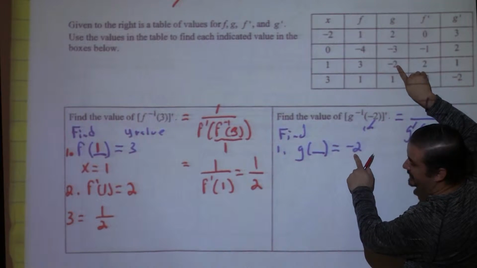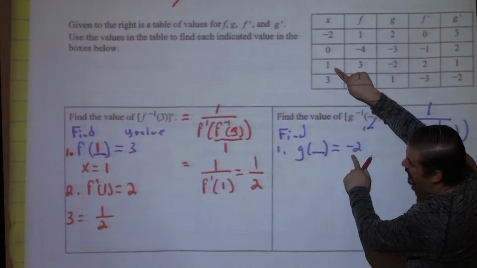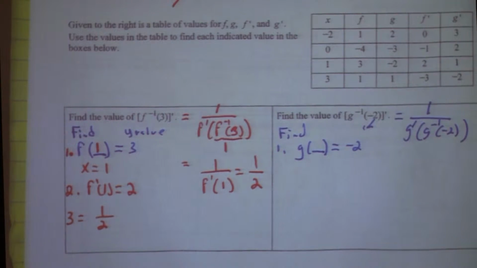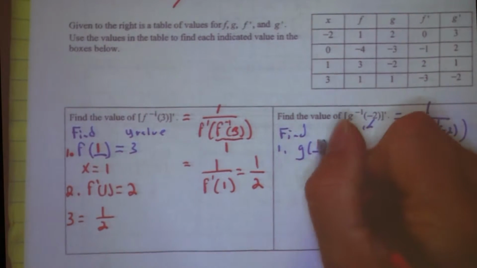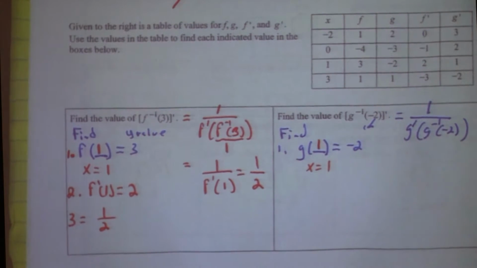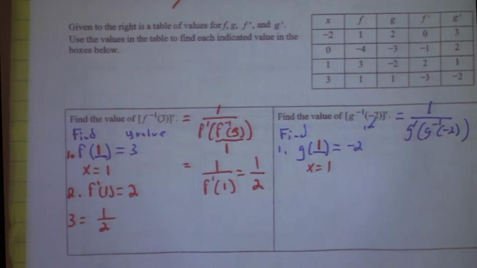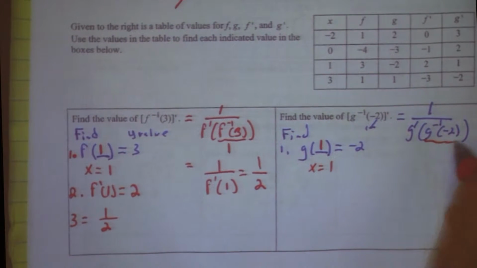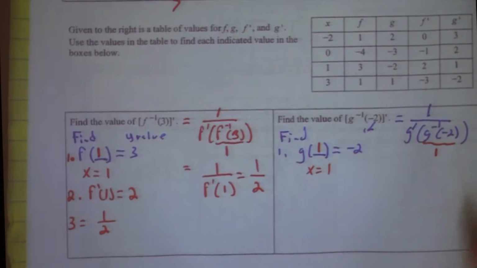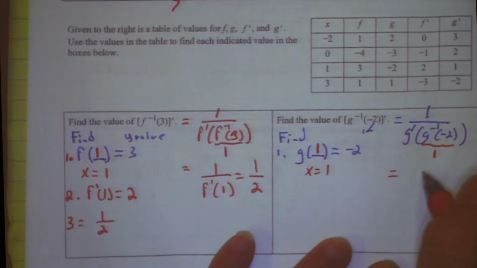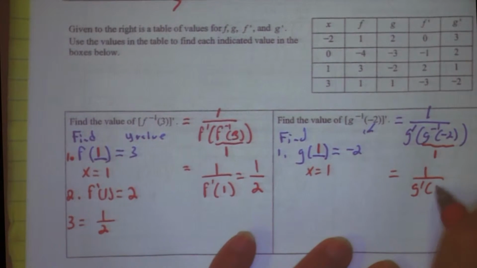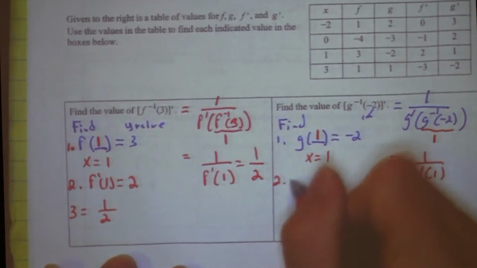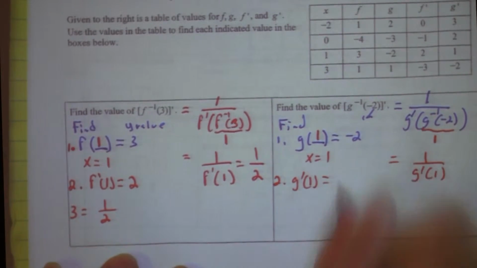So when does it equal -2? When x is 1. Yep. So that's the x for the original function, but it's actually the y for the inverse, right? These 2 points would switch. So that tells me that this number in here is actually a 1. So now I need 1 over g prime of 1. So step 2 is to actually do that, g prime of 1.